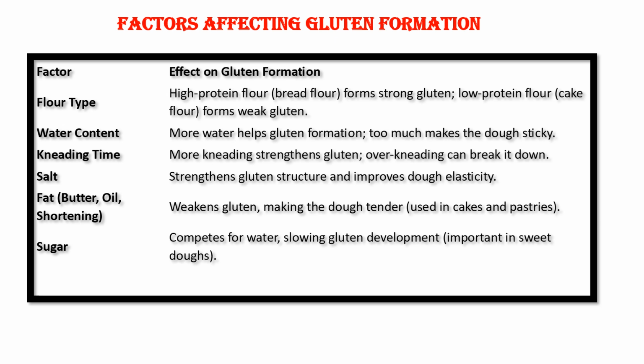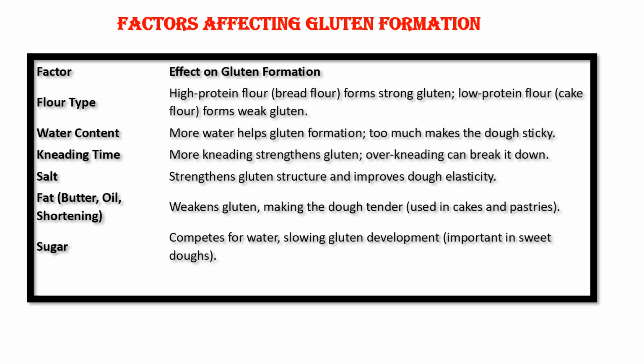Now coming to salt. Salt strengthens gluten structure and improves dough elasticity and texture by tightening protein bonds. It enhances the dough's ability to hold gas and improves volume. Next is fat. Fat coats gluten proteins, reducing gluten development. This results in shorter gluten strands, making the dough tender, mainly used in cakes and cookies. Higher fat content leads to a soft and crumbly texture.